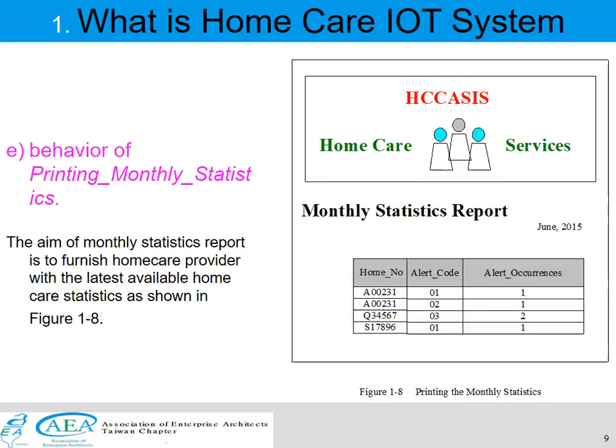The last behavior, printing monthly statistics. The aim of the monthly statistics report is to furnish the home care provider with the latest available home care statistics, as shown in Figure 1-9.